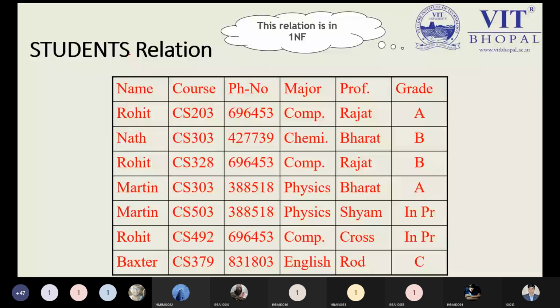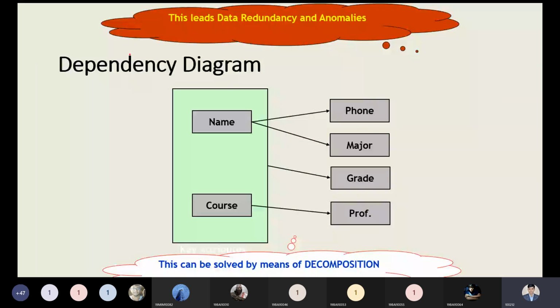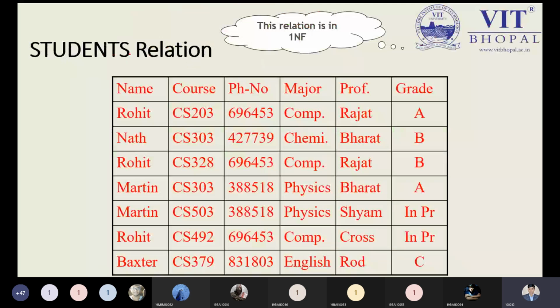Now, if I put in the details, there may be some chance where duplication occurs in a table. This is the part you can see now. From this relation, you can see Rohit, Martin, the names are duplicated. Course is also duplicated. Major also has duplication. Professor also, grade B also. So redundancy, of course, is occurring over here.